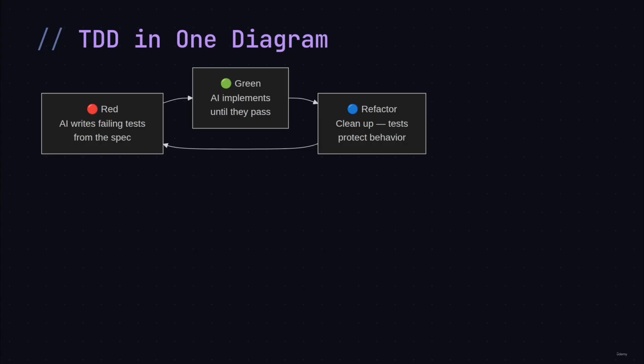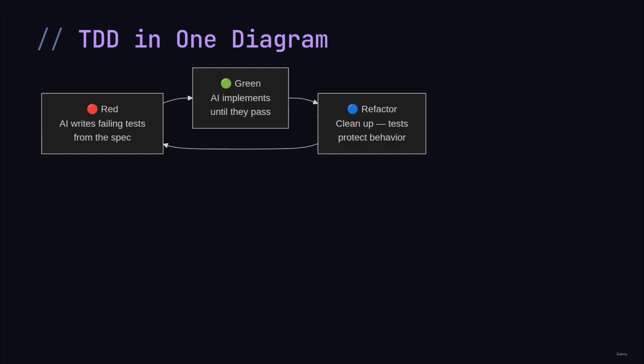We have 3 steps in this process. The first step is called the red step, and this is when the AI writes the failing tests from the spec. This is the spec.md file that we are going to create. After that, we'll ask the AI to look at the tests and then create the function from the tests that are based on the spec.